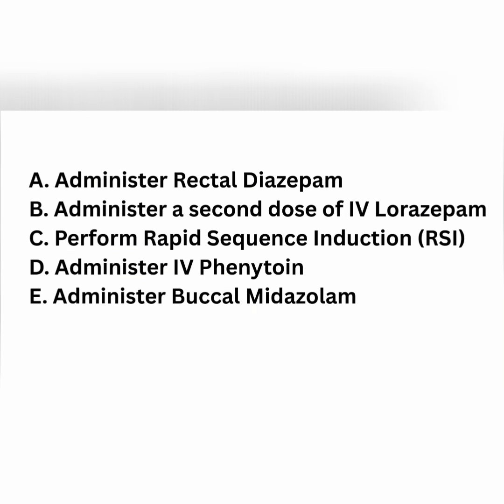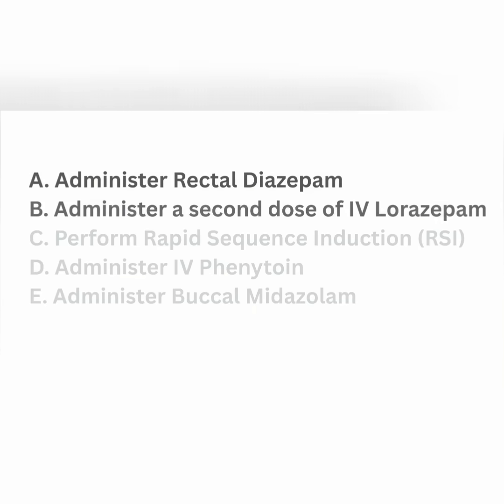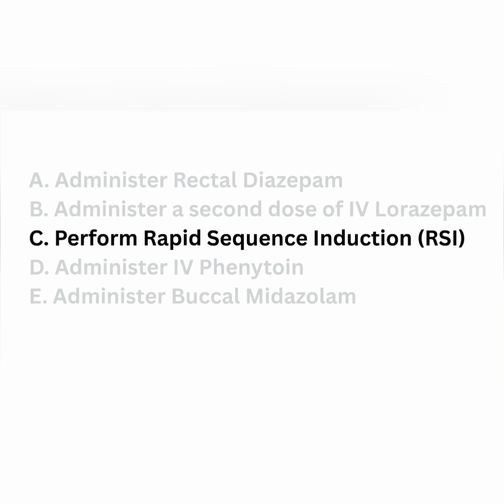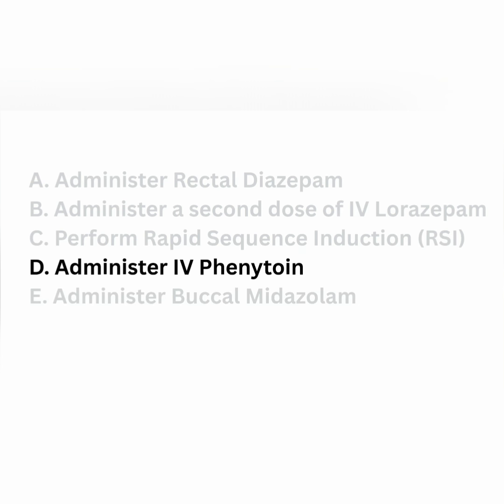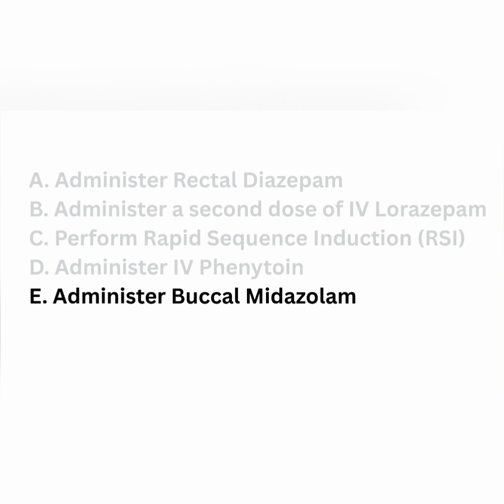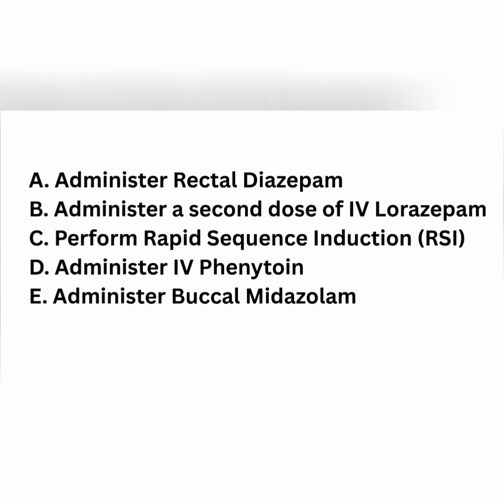Option A, administer rectal diazepam. Option B, administer a second dose of IV lorazepam. Option C, perform rapid sequence induction, RSI. Option D, administer IV phenytoin. And option E, administer buccal midazolam. This is a classic algorithm question. Let's eliminate based on sequencing. Eliminate the backward step. Options A, rectal, and E, buccal, are first-line treatments when you don't have IV access. We have IV access. Going back to rectal and oral routes is a step backward.